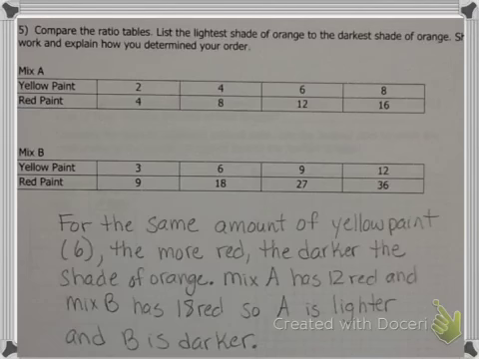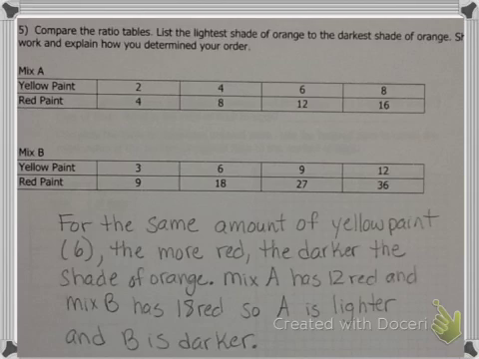The last question, number 5. Compare the ratio tables. List the lightest shade of orange to the darkest shade of orange. Show all work and explain how you determined your order. Well, we have 2 mixes here, mix A and B. And I want to have something that's in common for both of them.